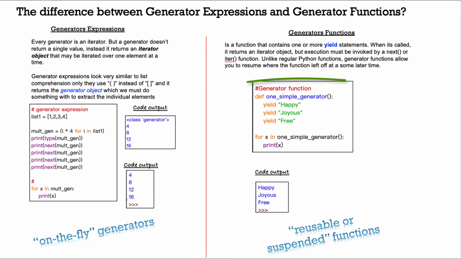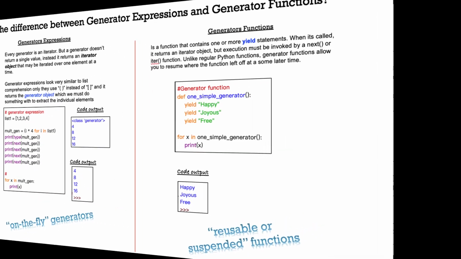So here we have defined a function called oneSimpleGenerator. And all this function does is return 3 words. In fact, it yields 3 words to be more precise. Happy, joyous, and free. So we yield happy, yield joyous, yield free. Then we employ our for loop: for x in oneSimpleGenerator, it's going to iterate over the generator object that's returned, print x. So now it will print each one at a time. So happy, joyous, and free. Generator functions can be thought of as reusable or suspended functions.